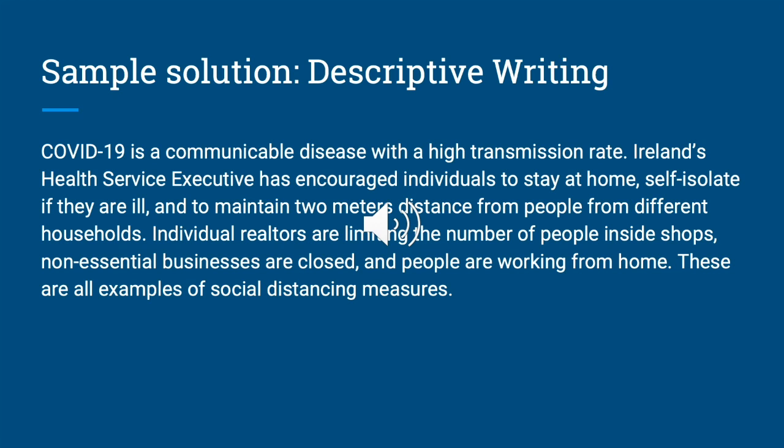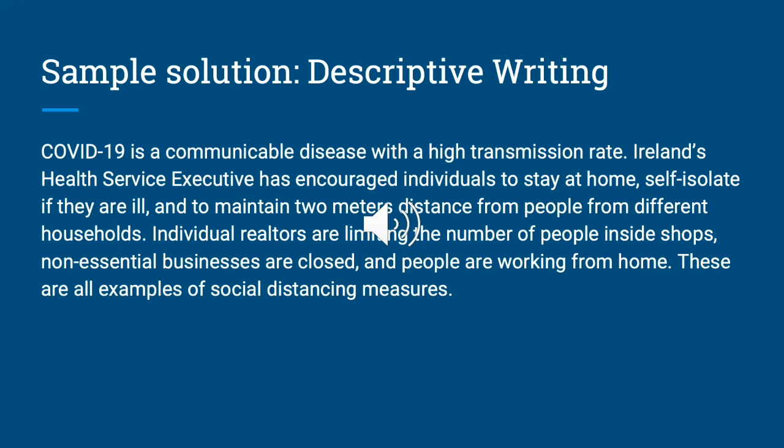And it ends by stating that these are examples of social distancing measures. So it basically gives you an informative overview of examples of social distancing, but it doesn't tell you what the impact of these measures is. And if you look back at the question, it reads, "Analyze the effectiveness of social distancing in decreasing the spread of COVID-19."